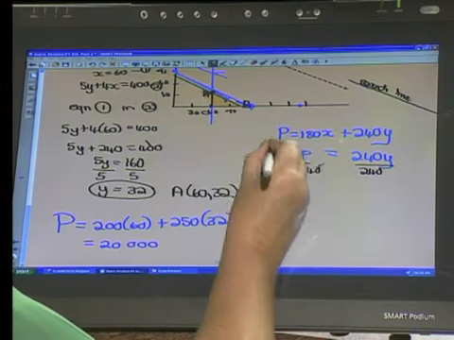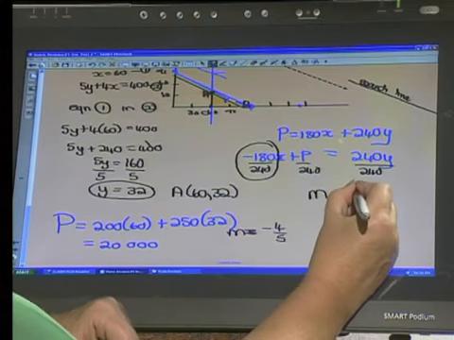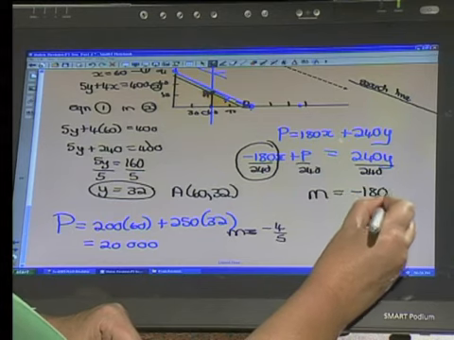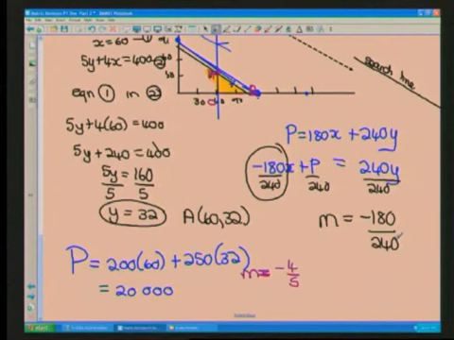Now, all we are interested in is the gradient, which is that thing there. So the gradient of that will be minus 180 over 240. Now, if we're going to simplify that, do you agree with me? We would divide by, looks like 60 would be good, so we get minus 3 over 4. Now, you can see that your gradient has changed, but the question is, has it changed enough to change where we are going to maximize?